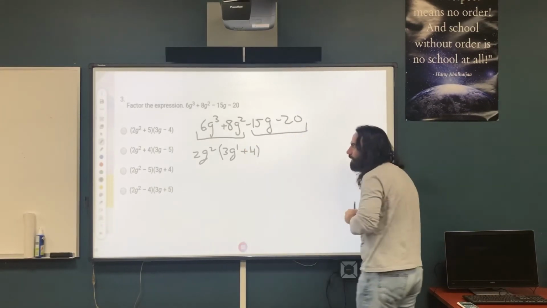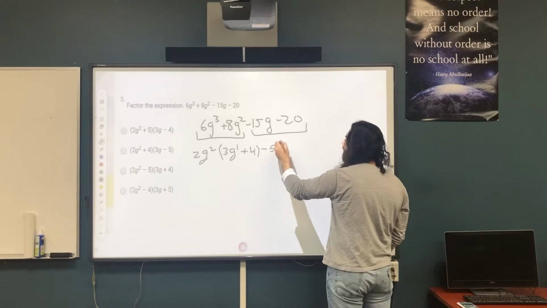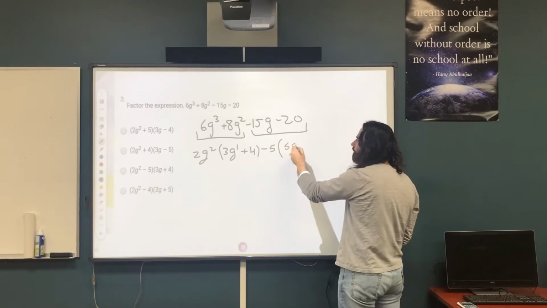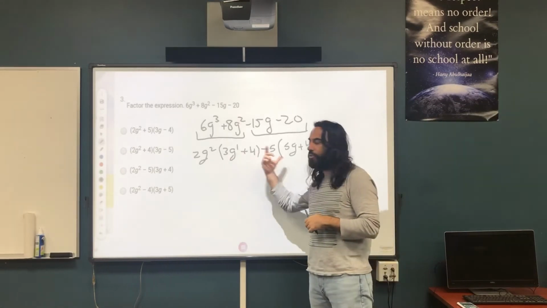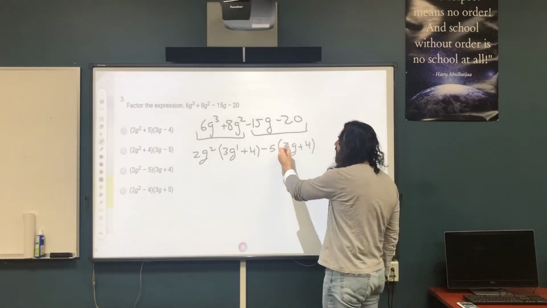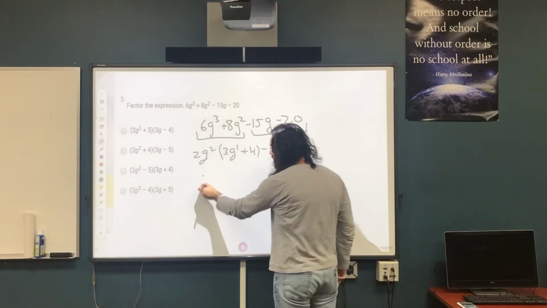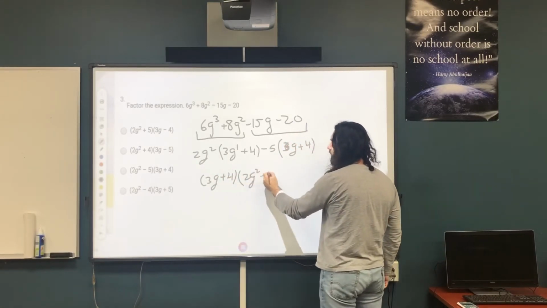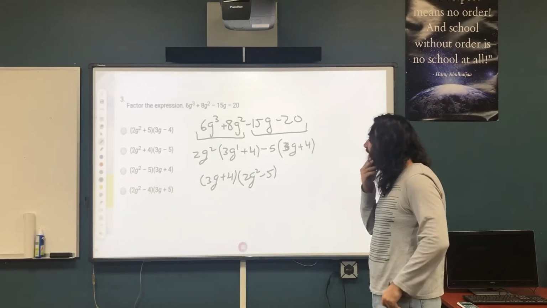In this case, between the 15 and the 20, of course, the answer would be negative 5. So inside, it's going to be 3g plus 4, the same thing. As you can see, we have the same factor, 3g plus 4. Why? Because 3 times 5 is 15. So 3g plus 4, 3g plus 4. So it's going to be 3g plus 4 times the outside numbers, 2g squared minus 5. That's the answer. So it is the second one.